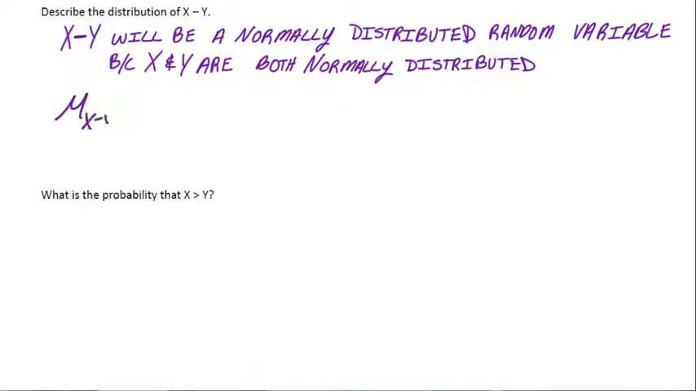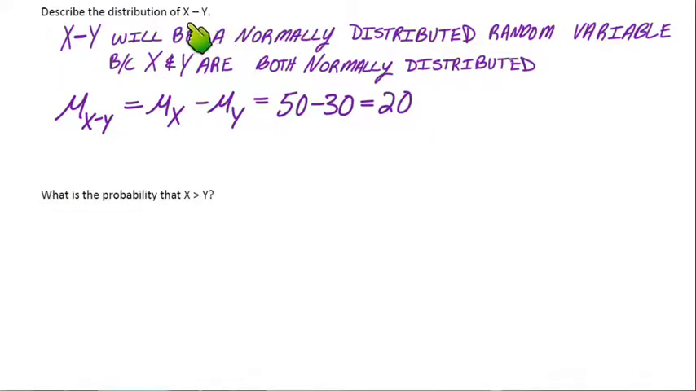And as far as the center goes, where's the mean going to be at? Well, it's exactly what you'd think. We'd take the mean of x minus the mean of y, so 50 minus 30. Our new mean for this random variable, x minus y, would be 20. So we've got the shape, check. We've got the center, the mean here, check.